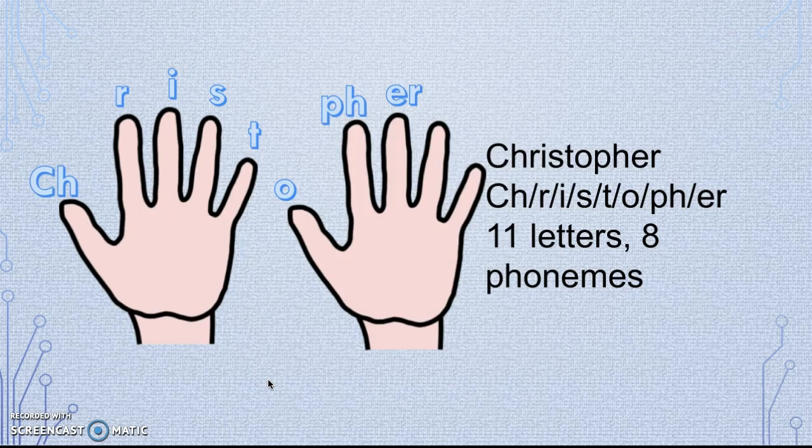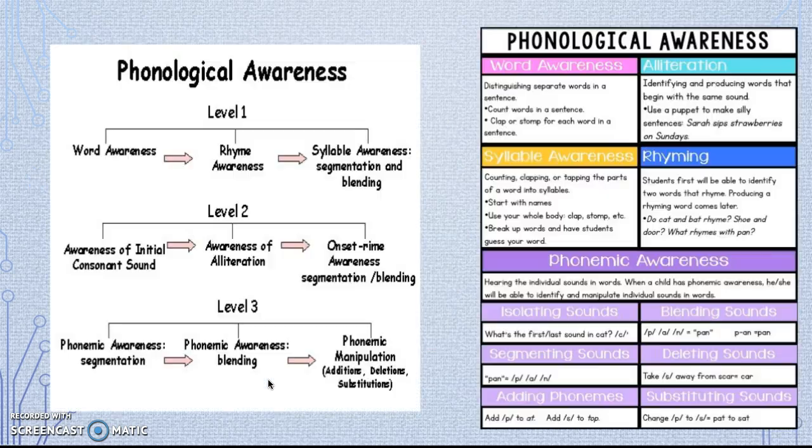One more. Christopher. 11 letters in this name, but when you sound it out, K-R-I-S-T-F-R, only 8 phonemes. Unlike in Charlie, where the CH was making a ch sound, in Christopher, the CH is making a k sound. You can see how complex this actually is.